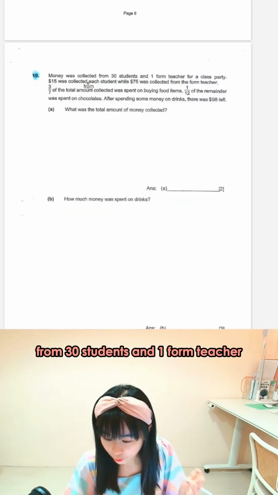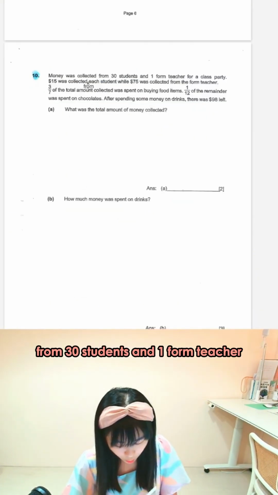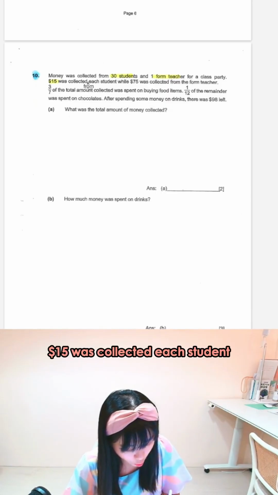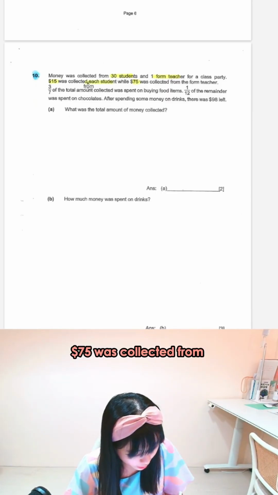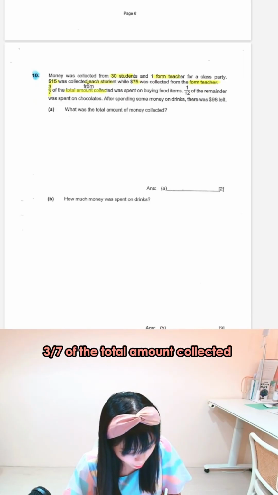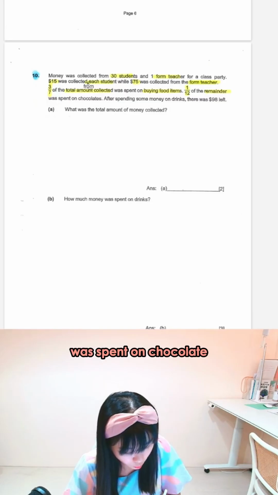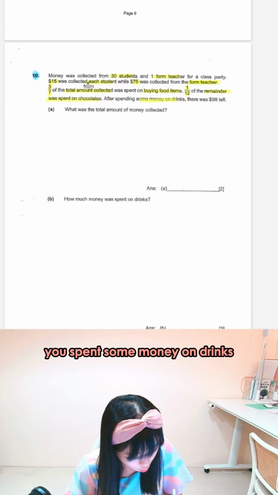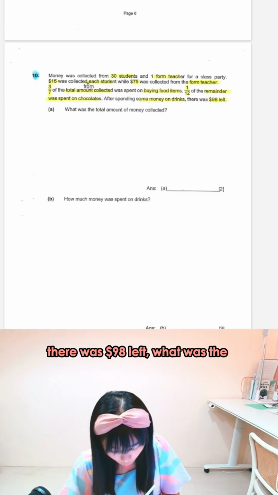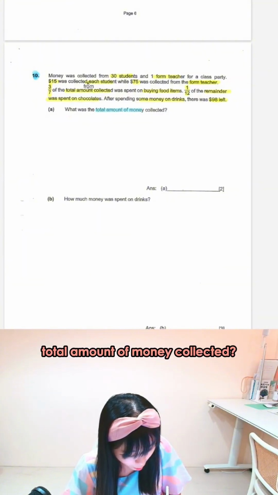We have money collected from 30 students and 1 form teacher for a class party. $15 was collected each student. $75 collected from the form teacher. 3/7 of the total amount collected was to buy food items. 1/12 of the remainder was spent on chocolate. You spent some money on drinks. There was $98 left. What was the total amount of money collected?